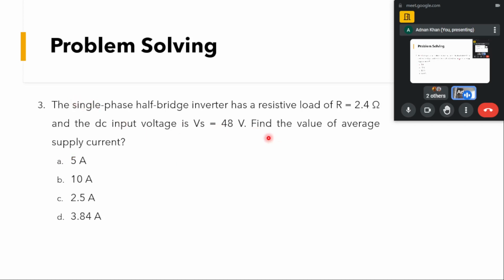So this is question 3. If any of you wants to try it, you can try it. We will be taking a 5 minute break. We'll be joining back at 8:25.